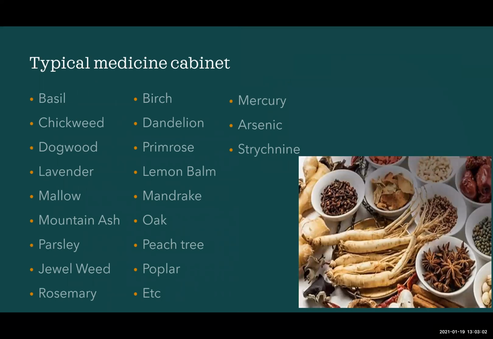So the typical medicine cabinet would have just different herbs in it. And some of these we have actually found can be helpful, but many, such as arsenic and mercury, not so much.